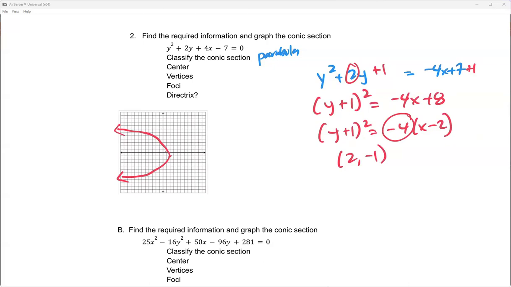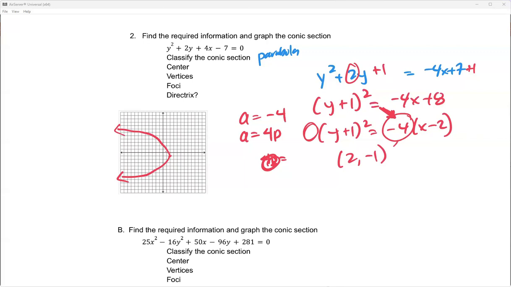How do you find the focus? Remember the 4, the negative 4 is in front of the single squared term. So what happens if that's the case? First of all, a is equal to negative 4, and a is also equal to either 1 over 4p or 4p. If the coefficient is in front of the single power term, it is 4p. If the 4 was on this side right here, it would be 1 over 4p. So just be mindful of that.